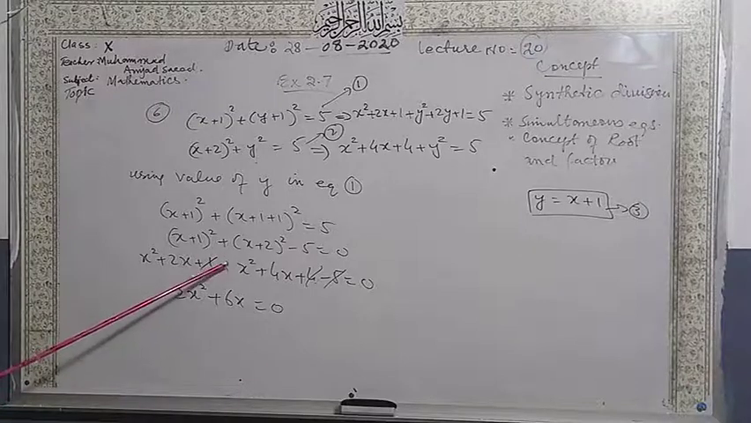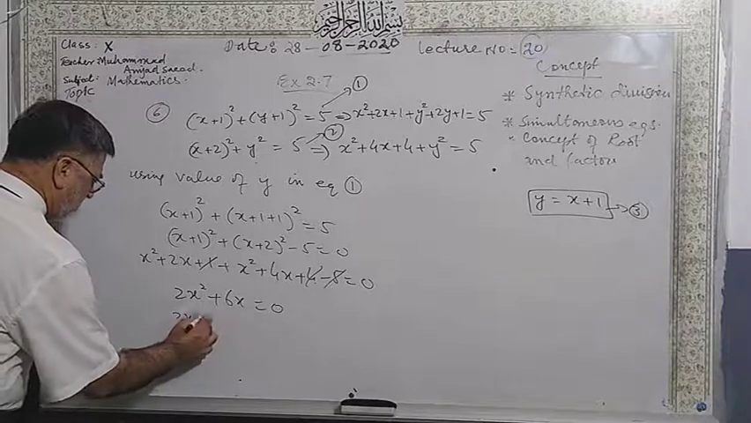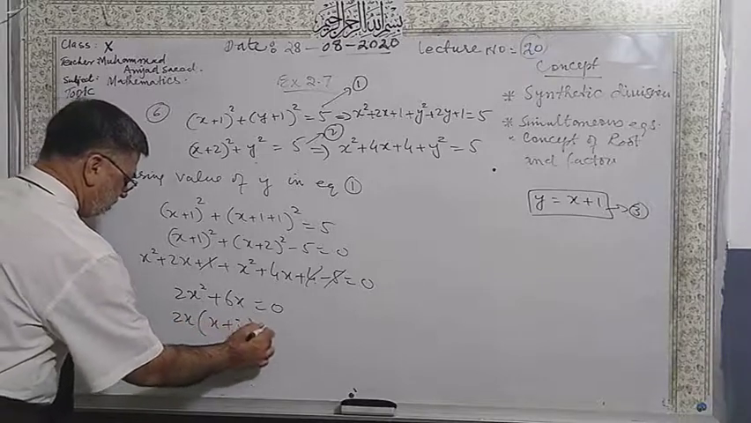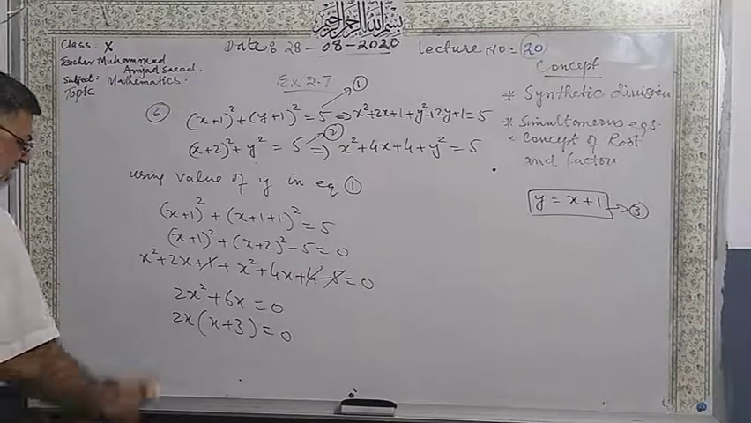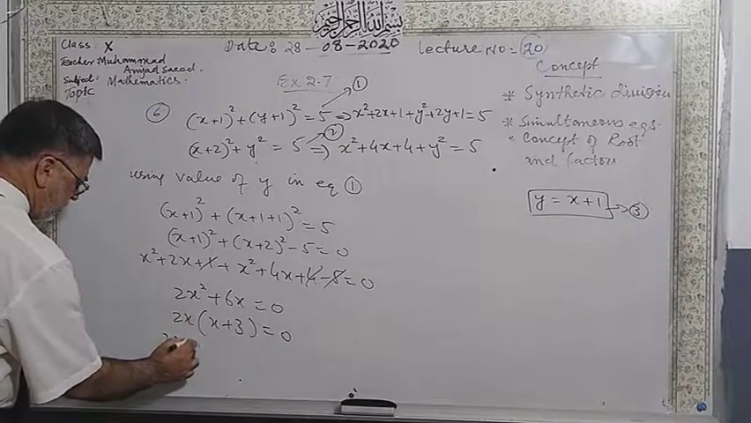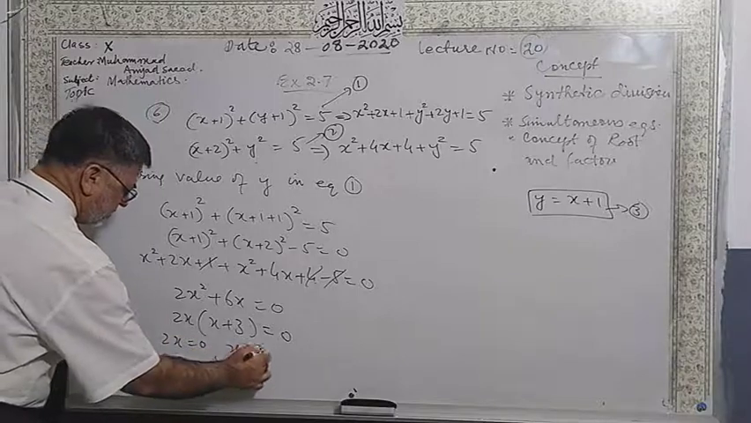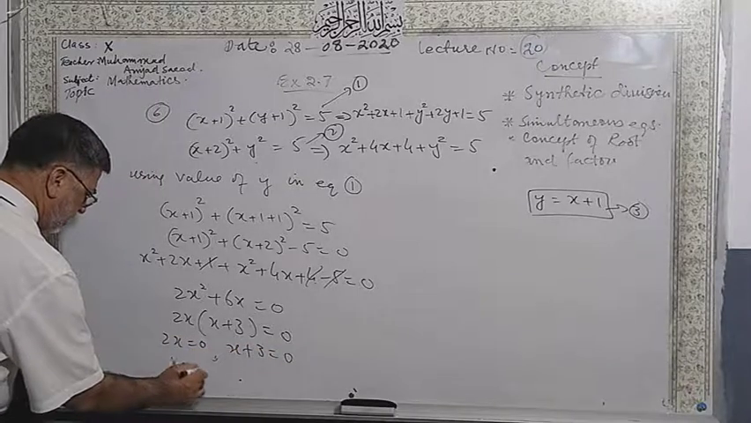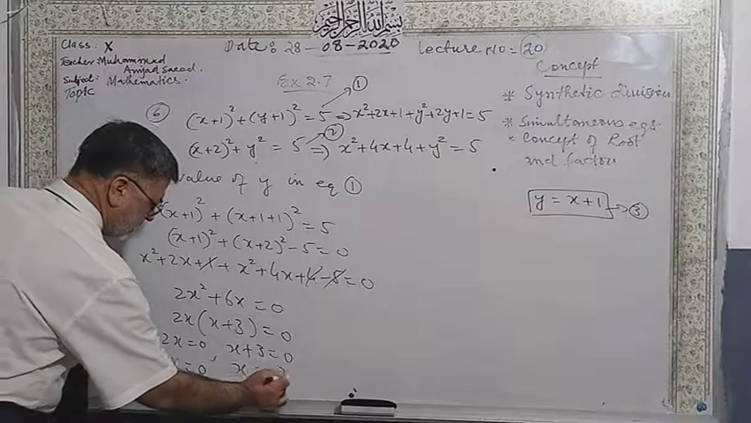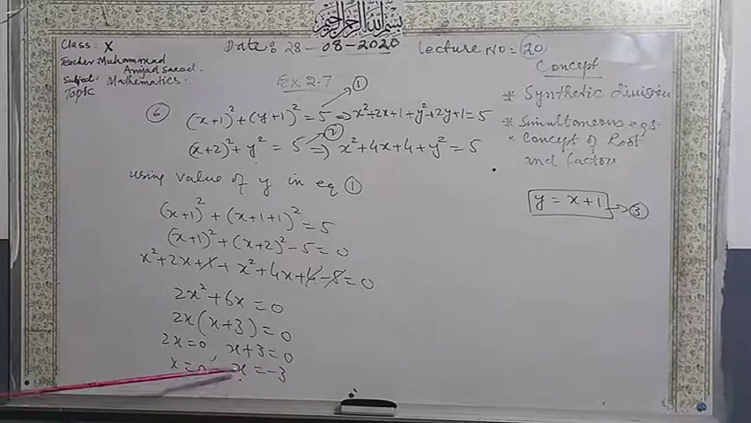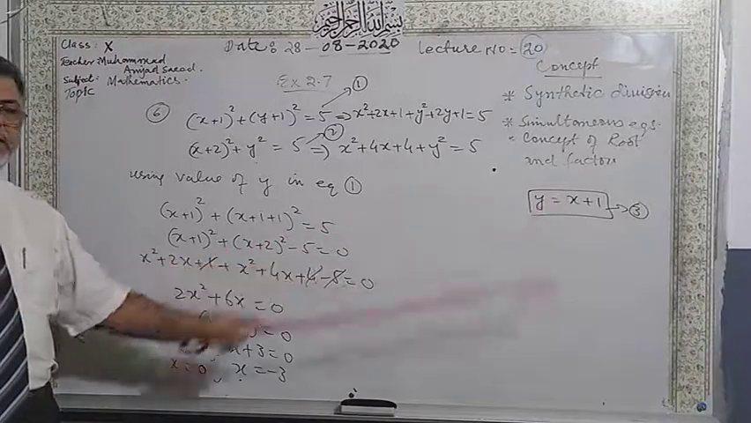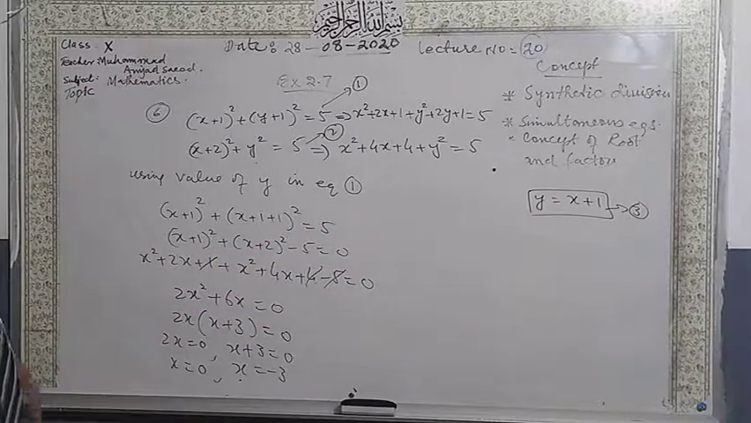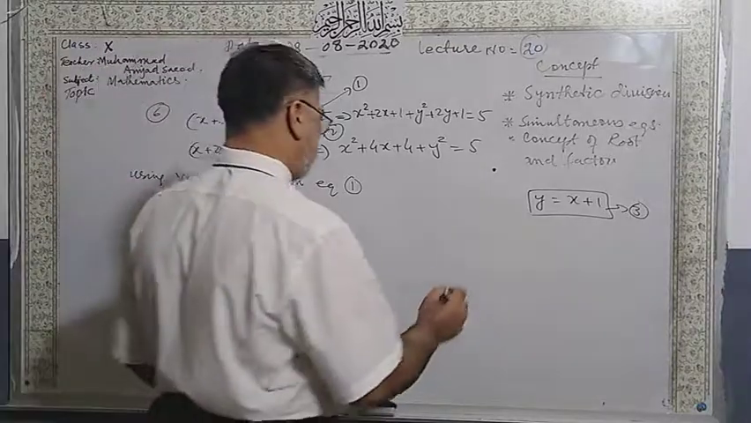2x square plus 6x, and you can take 2x common, x plus 3 is equal to 0. 2x common, x plus 3 is 0. 2x is equal to 0 and x plus 3 is equal to 0. x is equal to 0 and x is equal to minus 3. Dear students, you have two values of x. These values of x will be applied here one by one to find the value of y. In this way you can find your answer.